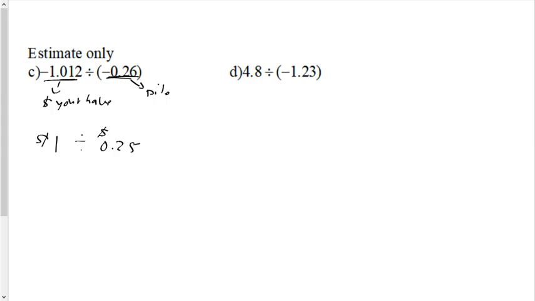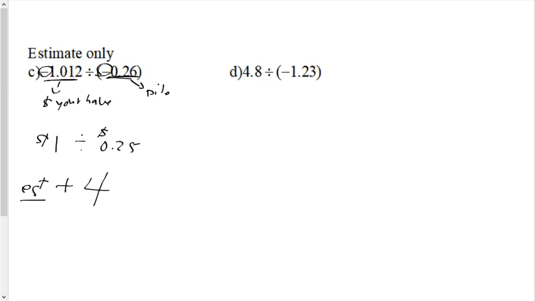4. Will it be a +4 or a -4? Negative divided by negative is a positive. Therefore, my estimation is +4. That's all you have to do. No calculator required. Yeah, you could physically draw it if you want.